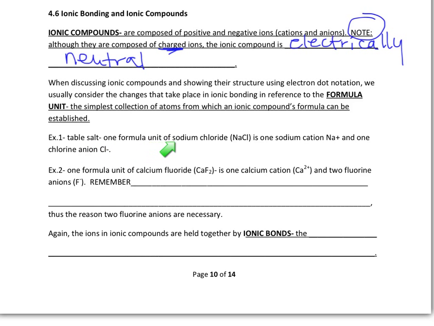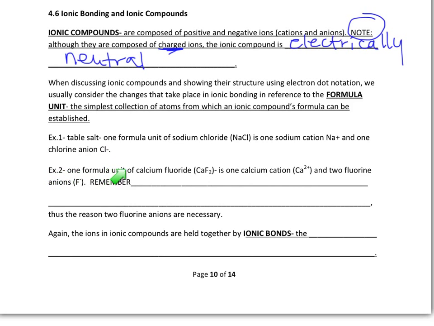Its one formula unit is sodium chloride, which is 1 sodium cation, Na+1, and 1 chlorine anion, Cl-1. Now remember, sodium is in column 1 on the periodic table. That's why it likes to make a positive 1 charge. It wants to get rid of that 1 electron. And chlorine is in column 17, meaning it has 7 valence electrons. It just wants to gain that 1 electron so it can have a negative 1 charge.